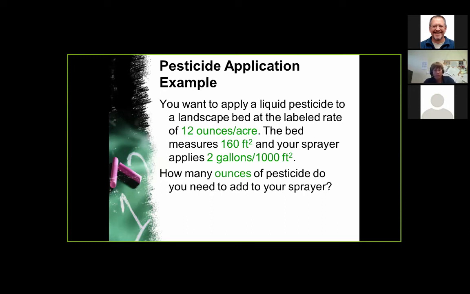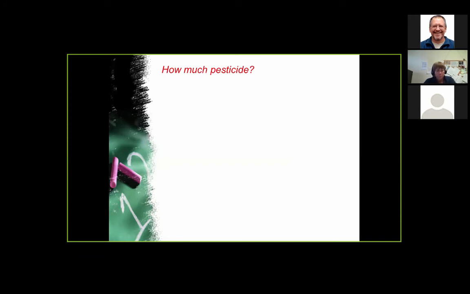That will help you set up your math. How much pesticide are you going to put in your sprayer? How much pesticide do you need to apply? We already know it's liquid ounces that you're looking for. So first we need a conversion factor. We need to convert that acre rate into something with square feet.